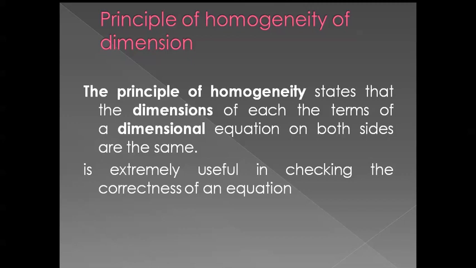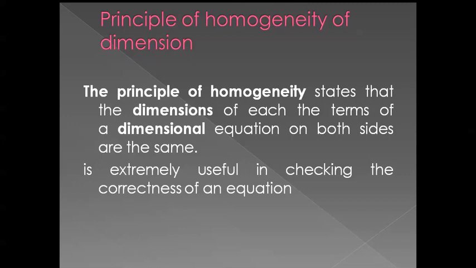So V equal to U plus AT is one example of an equation. In this equation, all the terms should possess the same dimension formula. The dimension formula of velocity and acceleration into time must be the same. This is stated by the principle of homogeneity of dimensions. So all the terms should possess the same dimension formula.